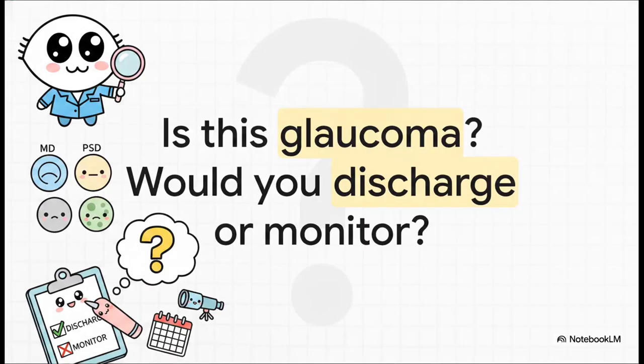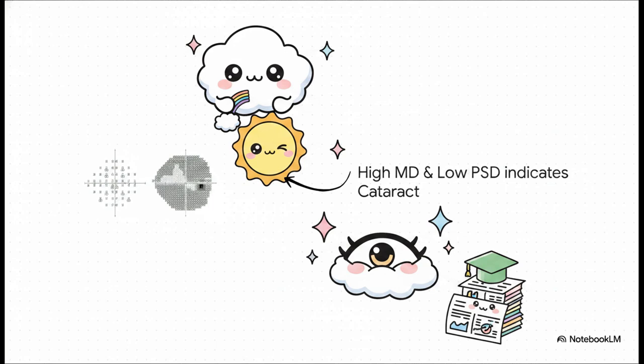So based on the clues you've just analyzed, a depressed MD but a totally normal PSD, with clear pattern deviation maps, what is your clinical decision? Is this glaucoma? Would you discharge or monitor? Take a second to lock in your answer. If you said cataract, you hit the nail on the head. The high negative MD and totally normal PSD indicates diffuse loss with zero focal glaucomatous potholes. It's literally just a cataract bringing down that whole hill of vision.